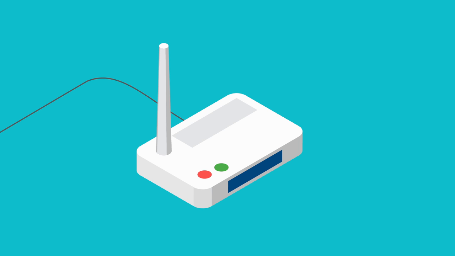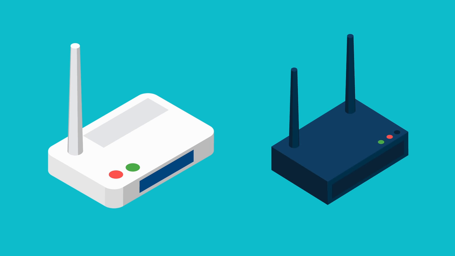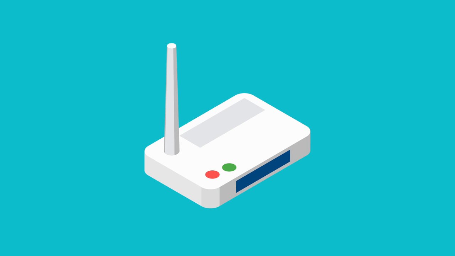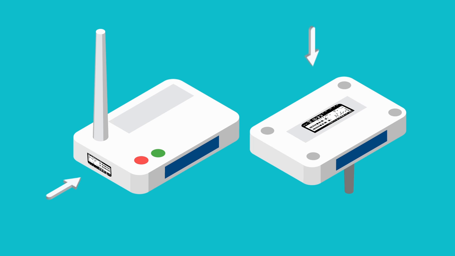Your Wi-Fi router connected to your modem can also impact performance. Older routers have limited capacity. When selecting a router, make sure it is suitable for the broadband access speed you have chosen. You can check this by looking at the side or bottom of your router.